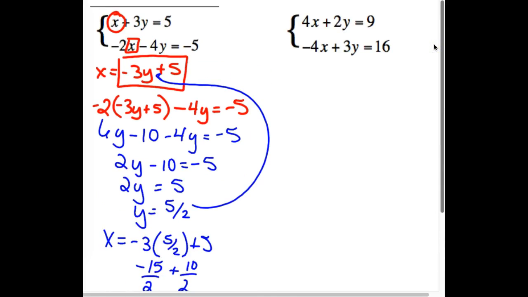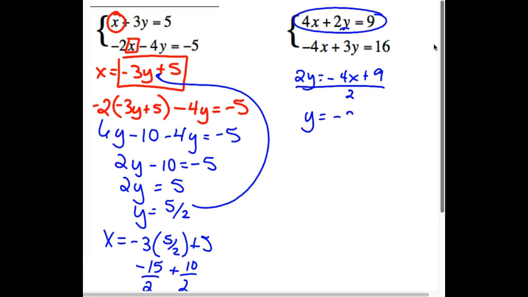All right. This one's a little bit messier because we don't have a single variable that we can solve for. So it's really your choice. What do you want to do? Solve for y, I heard. Which equation? I would say solve for y. First one? Okay. So we're going to take this equation, we're going to solve for y. That means we subtract the 4x over. And then we have to divide everything by 2. So y equals negative 2x plus 9/2. All right. We're going to substitute that in for the y that's right there.